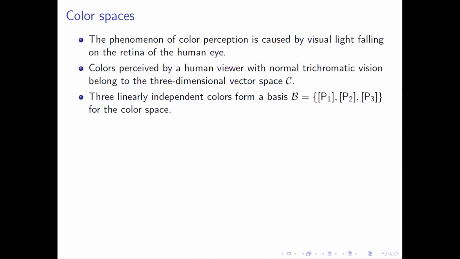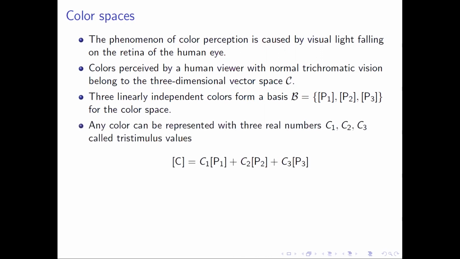Any three linearly independent elements of this vector space form a basis. We refer to these basis vectors as primaries. Then, any element of the vector space can be represented as a linear combination of the basis vectors. I use square brackets to identify elements of the vector space. The coefficients of the basis vectors are called tristimulus values.